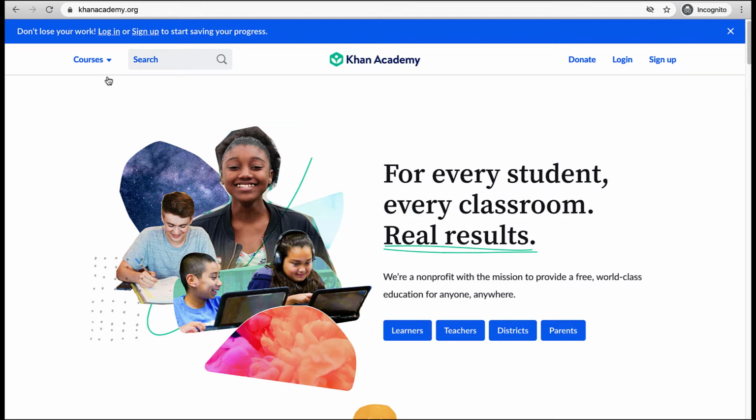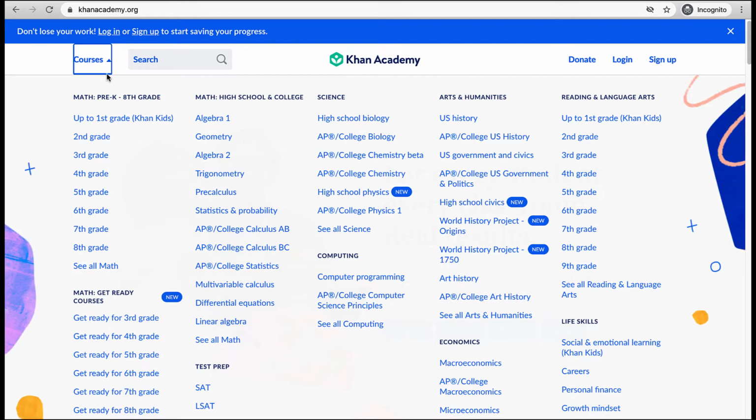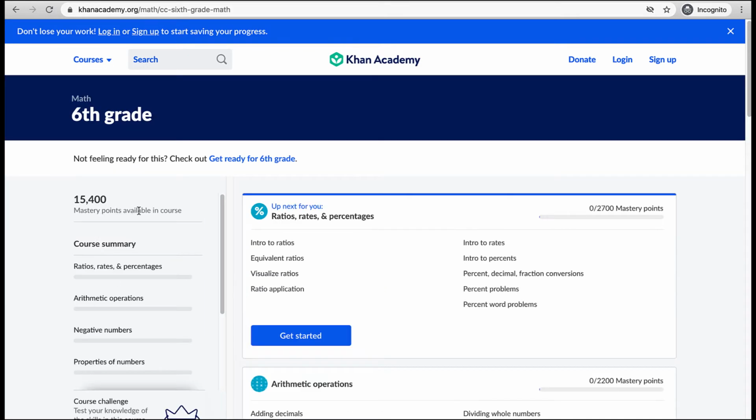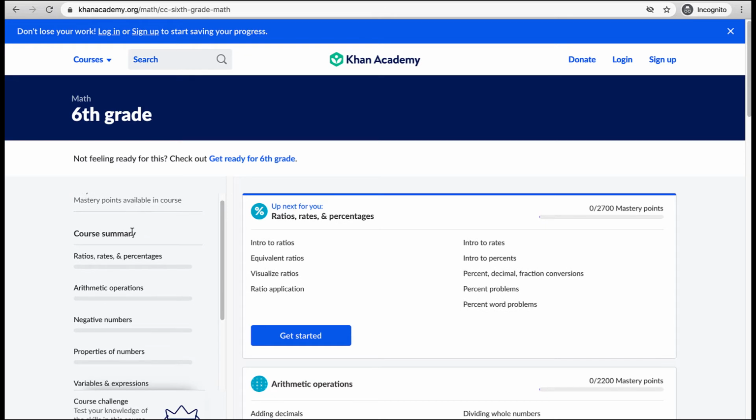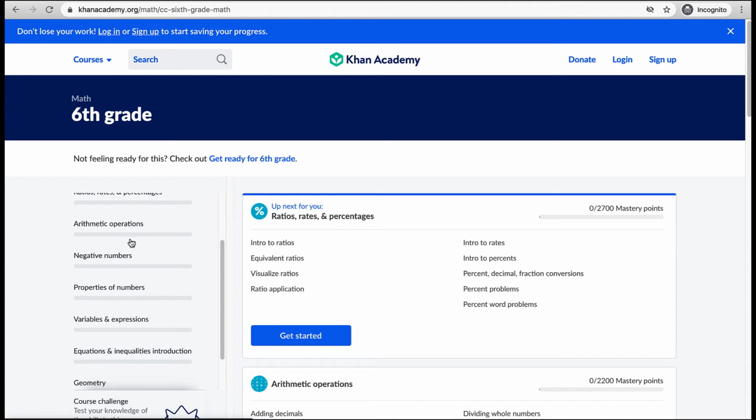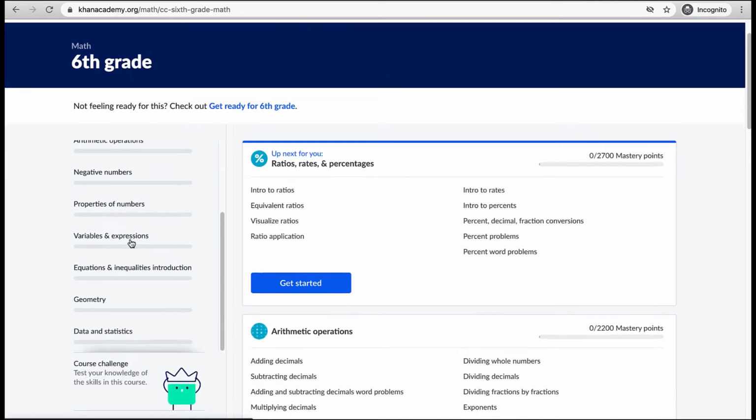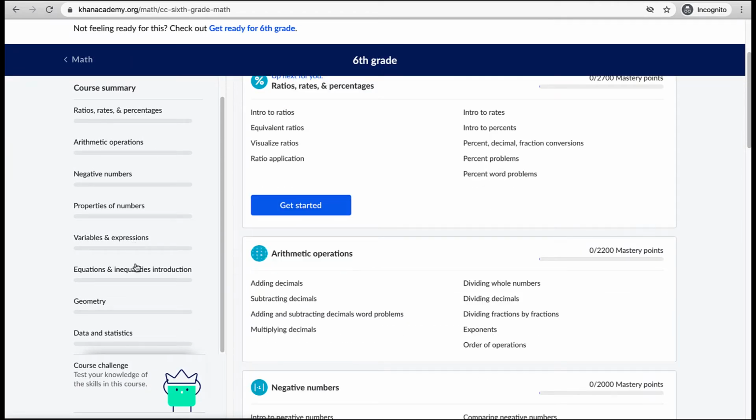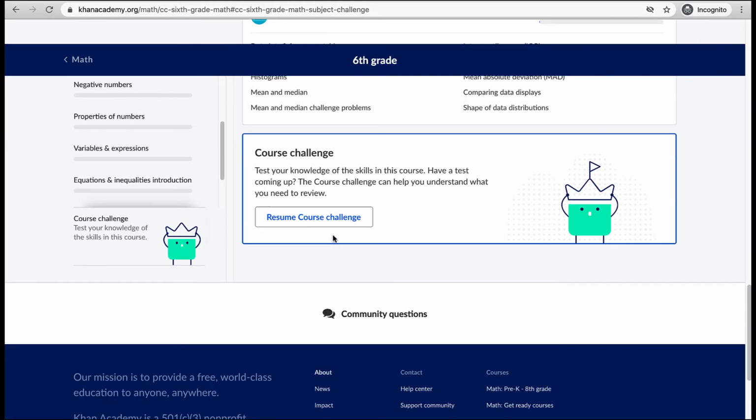So the first step is to go to courses, go down to 6th grade, and then off to the left here you have a course summary with all the different units that are in 6th grade. And at the bottom of this you have the course challenge. You can click it here in the lower left, and it also is at the very bottom on the right.